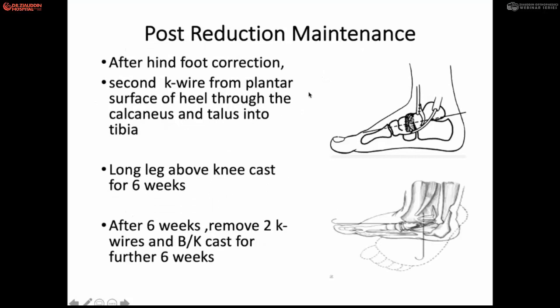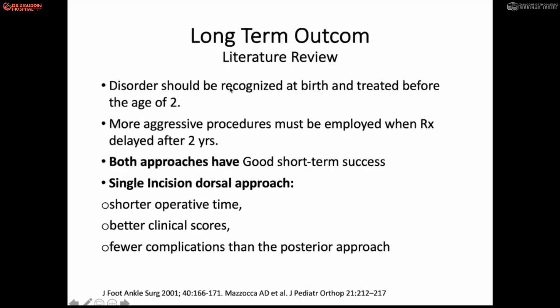This is post-reduction maintenance by the K-wire, and then plaster is applied over the knee joint. For long-term outcome, the disorder should be recognized at birth and treated before the age of 2 years. You will find good results. A more aggressive treatment is required when the child comes to you after 2 years. Both approaches have good short-term results, and the single incision dorsal approach is much better than the two incision approach.